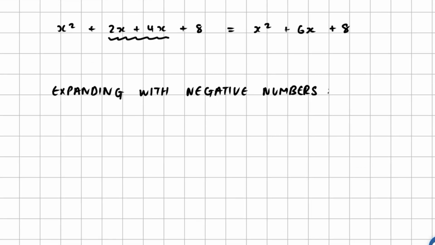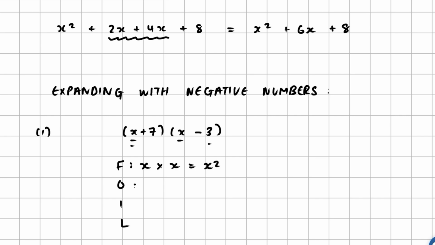So for example, let's say we had x plus 7, x minus 3 this time. So we can do the exact same method, first, outer, inner, last, but we just need to be more careful about where the signs are going. So let's see, start with the first, which is x times x, which is x squared, and then the outer. Now if we look, we have x times, and this is a minus 3.